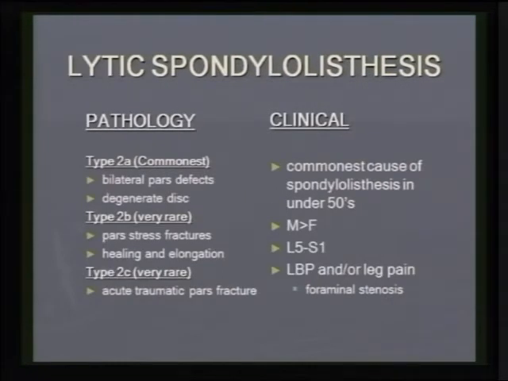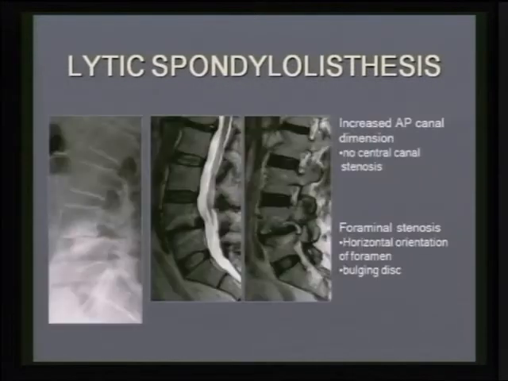The clinical features of lytic lumbar spondylolisthesis are usually seen in the relatively younger patient, most commonly due to bilateral pars defects associated with a degenerate disc. The clinical features are listed there. It usually presents with severe radicular pain due to compression of the nerve root within the foramen. And this is an example here of a lytic L4, L5 spondylolisthesis associated with a very degenerate disc, and the bulging of the disc into the foramen, together with the horizontal orientation of the foramen, is resulting in very severe compression of the exiting L4 nerve root.